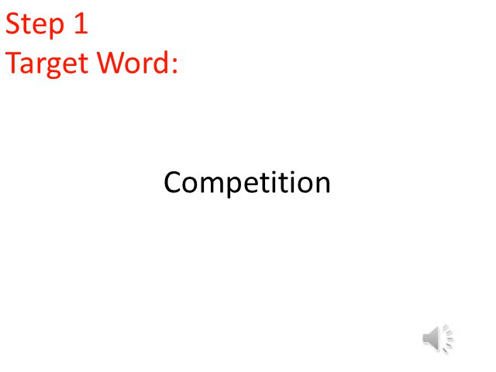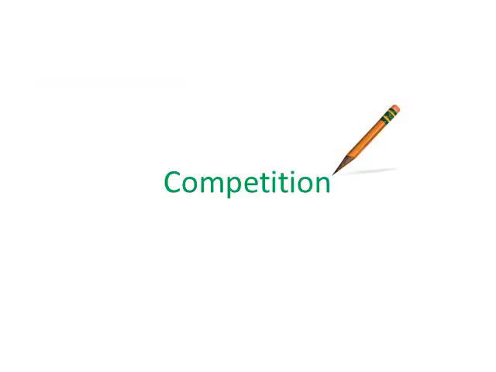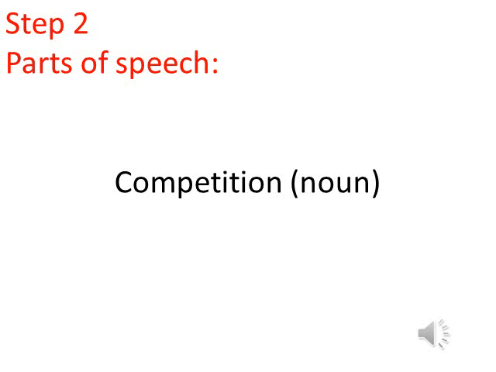In step 1, simply write the target word in the middle, on the front of the index card. The word I chose for this video is competition. Step 2 is to write the parts of speech next to the word in parentheses so that you can remind yourself which word form it is. Competition is a noun, so write down noun.